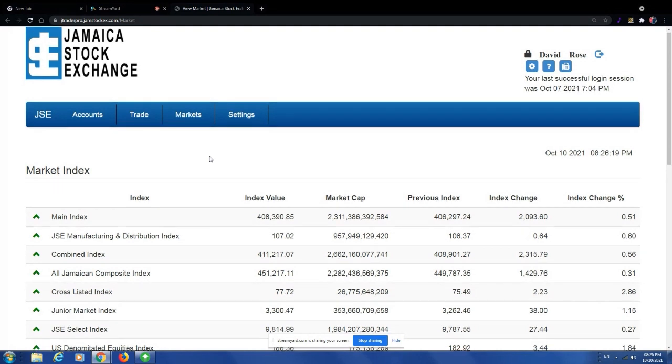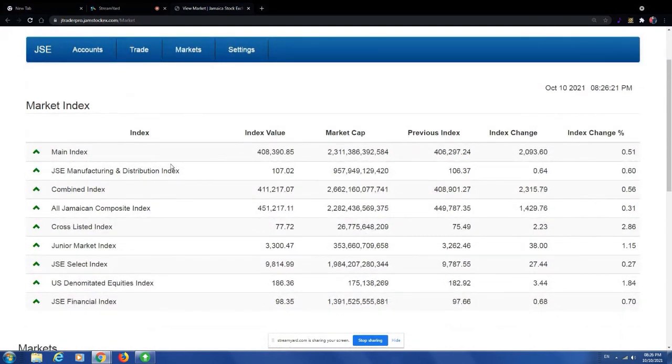So when you come into markets, you're going to see all the various indices: your main index, your JSE Manufacturing and Distribution Index combined, and the list goes on. If you want to know what each of these indices represents, I'd recommend you go to the JSE's website or check out their annual yearbook or yearly publication and see what each index covers, basically.